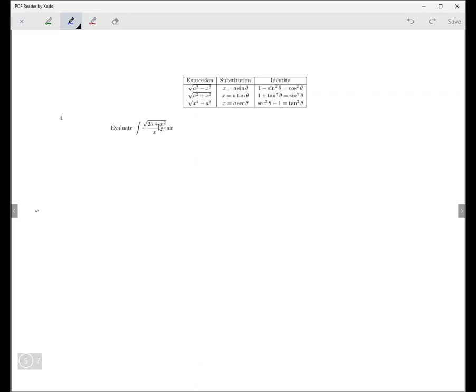Okay, so here we have 25 plus x squared, so that looks like this one here. So we make this substitution, and a looks like 5. A is 5. So x is 5 tangent theta, and again, dx will be 5 secant squared theta d theta, and 25 plus x squared will be 25 plus 25 tangent squared theta, which is going to be 25 secant squared theta.